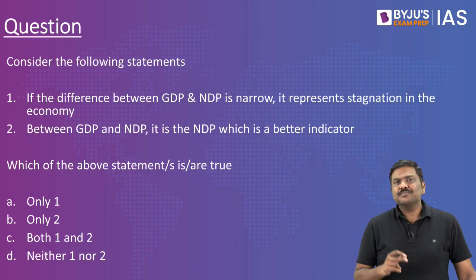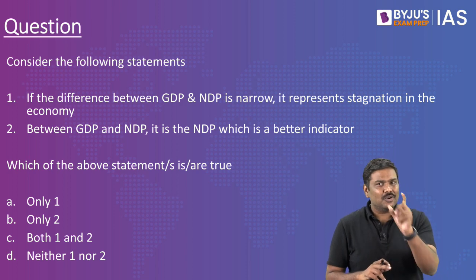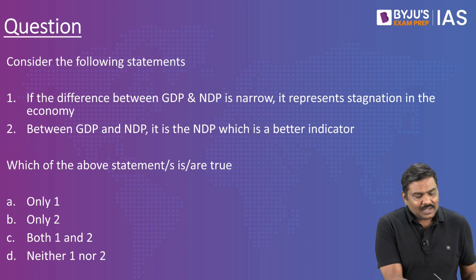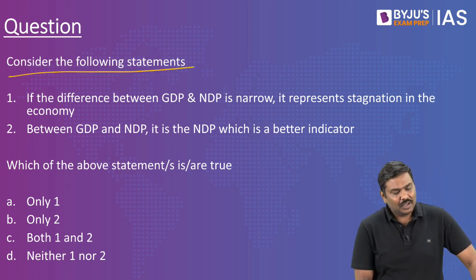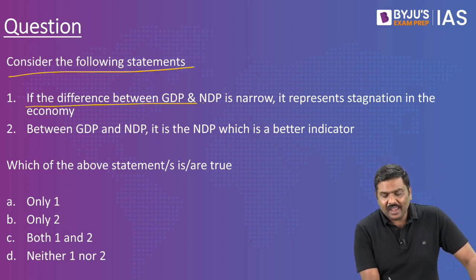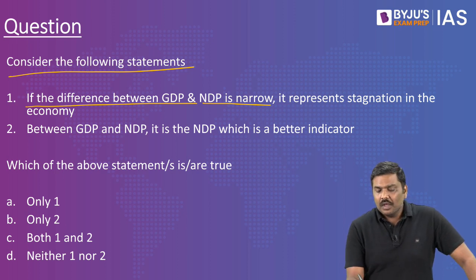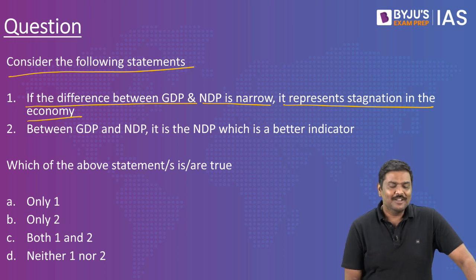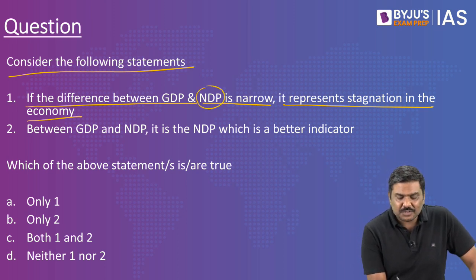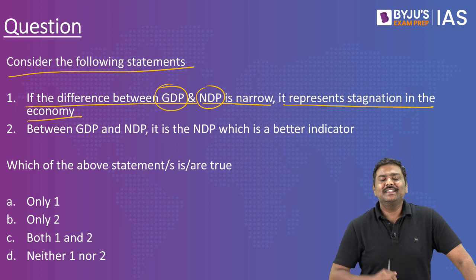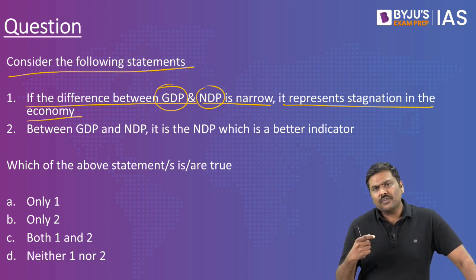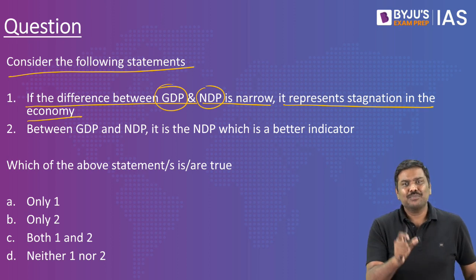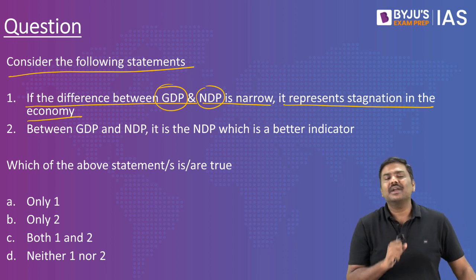So based on this, I've given one static question, not a dynamic question, but nevertheless an analytical one. Consider the following statements. If the difference between GDP and NDP is narrow, it represents a stagnation in the economy. What do you think? First and foremost, what is the basic difference between GDP and NDP? GDP refers to the market price of all the final goods and services which are produced in a country for a specific time period.